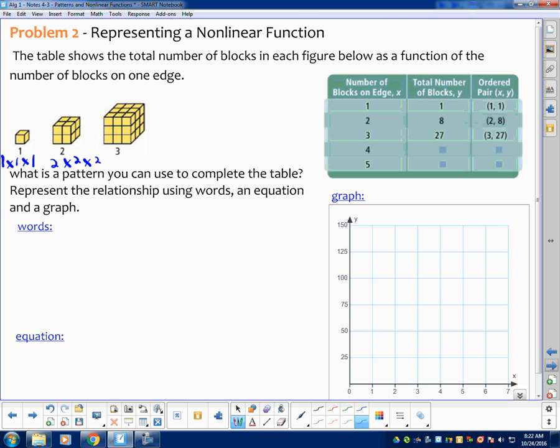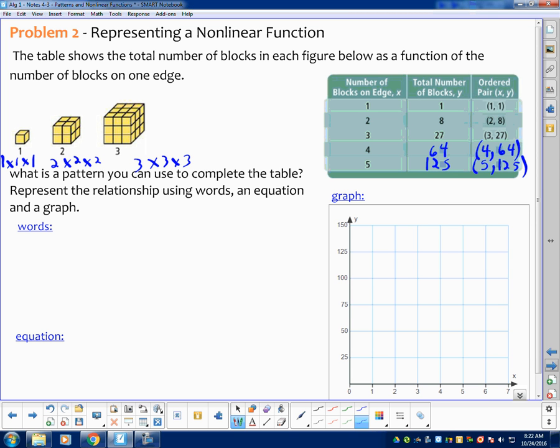And then 3 by 3 by 3 would give me 27. If I went 4 by 4 by 4, 4 times 4 times 4 is 64. And so my next coordinate would be 4 comma 64. And then 5 by 5 by 5 would be 125. And so my next coordinate would be 5 comma 125. This is what we call cubing.